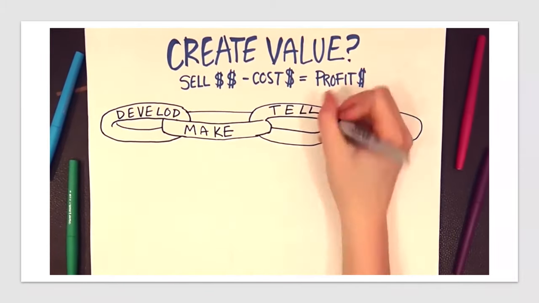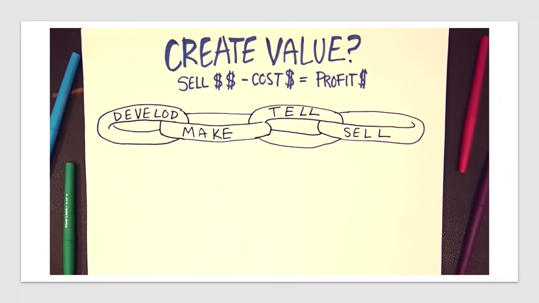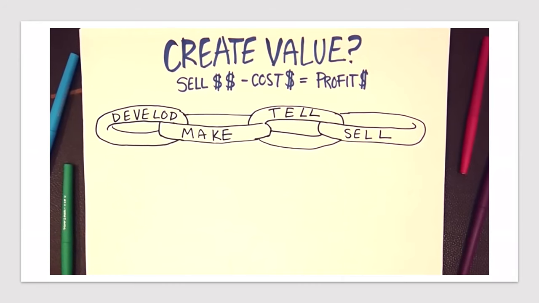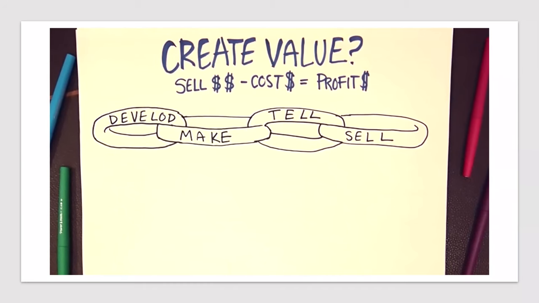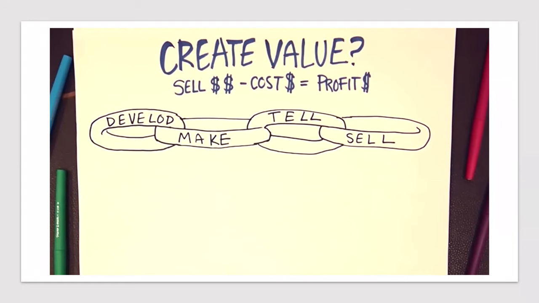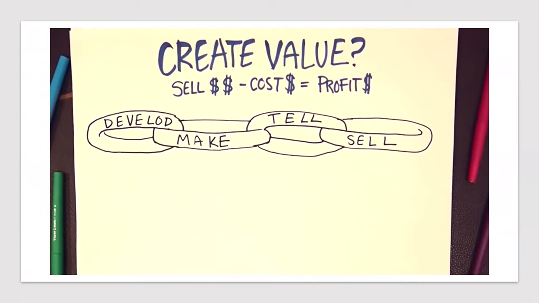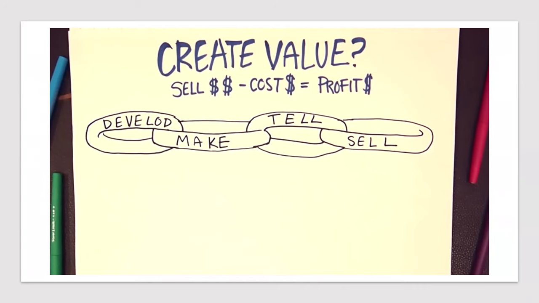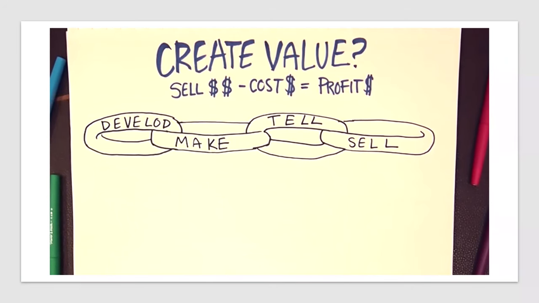Develop is inventing a solution for a need. Make is actually producing the product. Tell is letting your customers know about the product benefits. Sell is getting customers to buy your product. Value is created if you can sell for more than it costs to produce. We draw out a value chain to understand the actions needed to start a business. Also, you can focus on the combination of the most valuable chain links and what you're best at. Find someone else to do, or outsource, the links you're not good at and have lower value work.